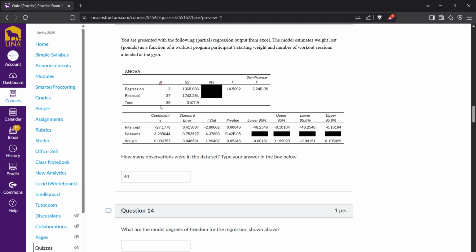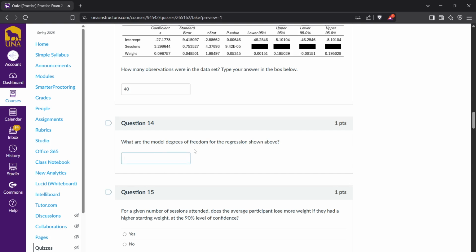Okay, so I had 40 observations in the model. I estimated 3 parameters. Degrees of freedom are n minus k. That's this, right? Degrees of freedom for the regression model is actually the residual degrees of freedom. In Excel's parlance, it's 37.